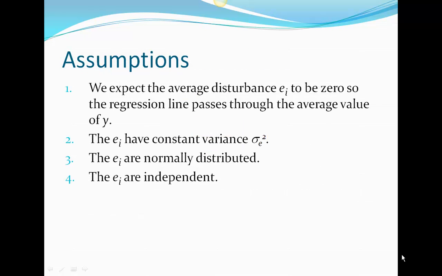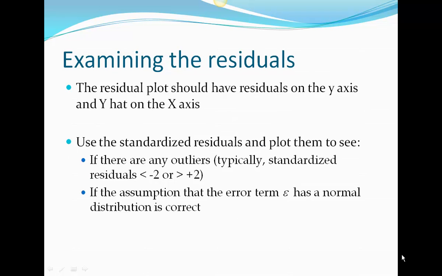Then they have the same assumptions as we did with simple regression. We expect the average error term to be 0. We expect the error terms to have a constant variance, to be normally distributed, and to be independent of one another. Now, we'll talk a little about examining the residuals.